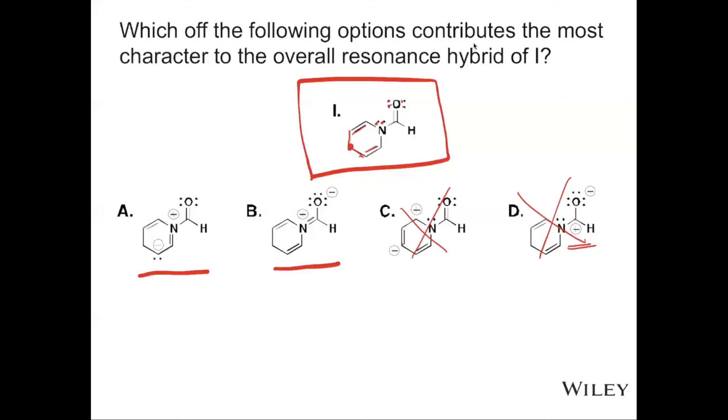So we have to decide which is better, having a negative charge on the carbon or having a negative charge on the oxygen. And I hope that by now you're going to say, oh yeah, negative charge on the oxygen is much better. And so the answer here is B.